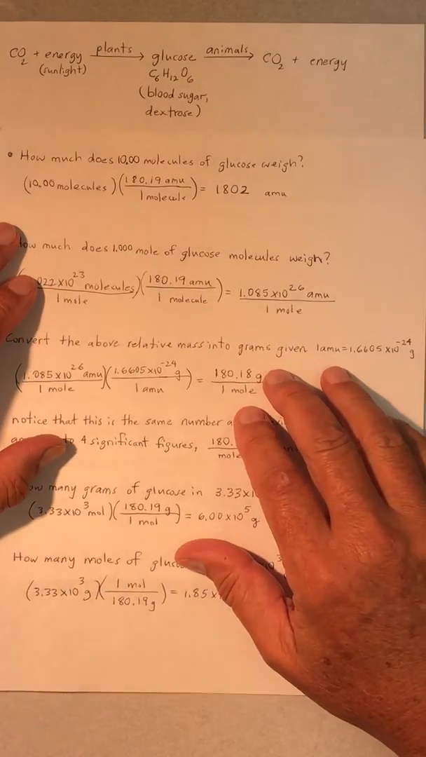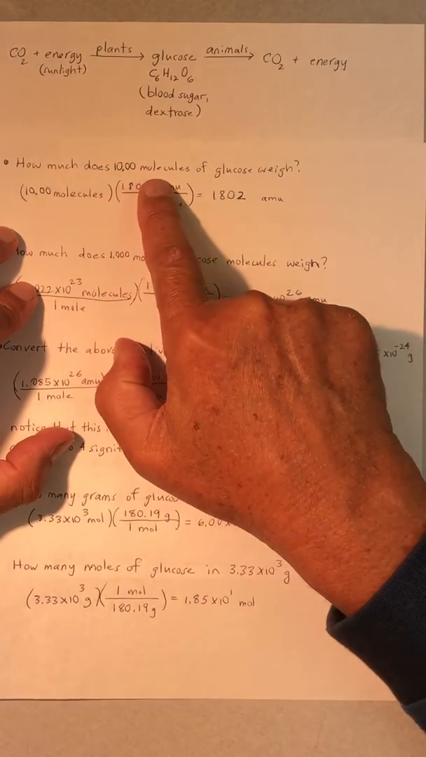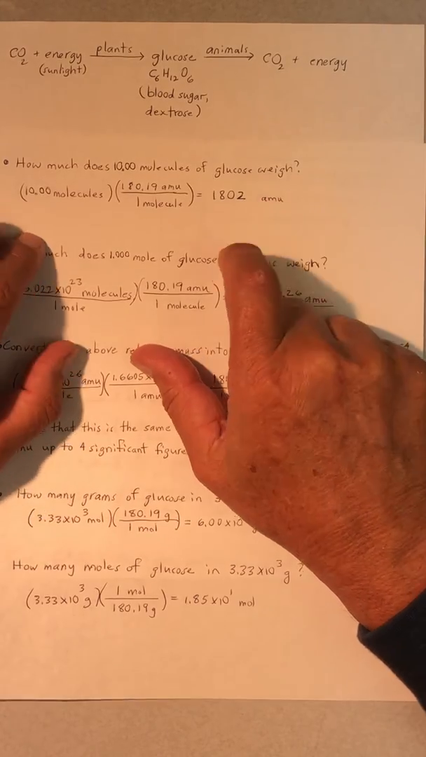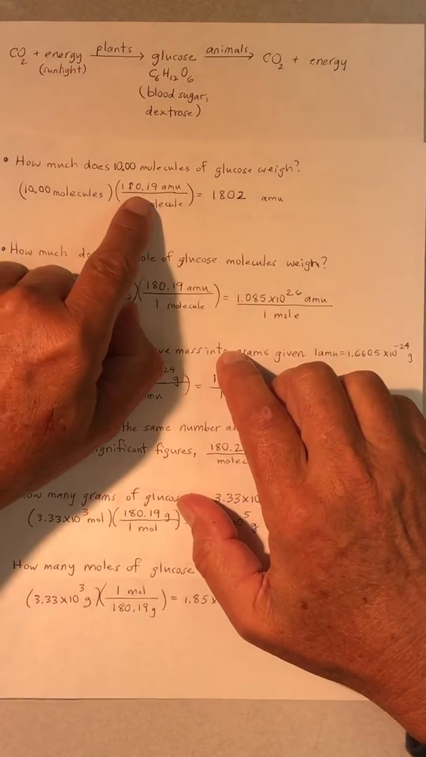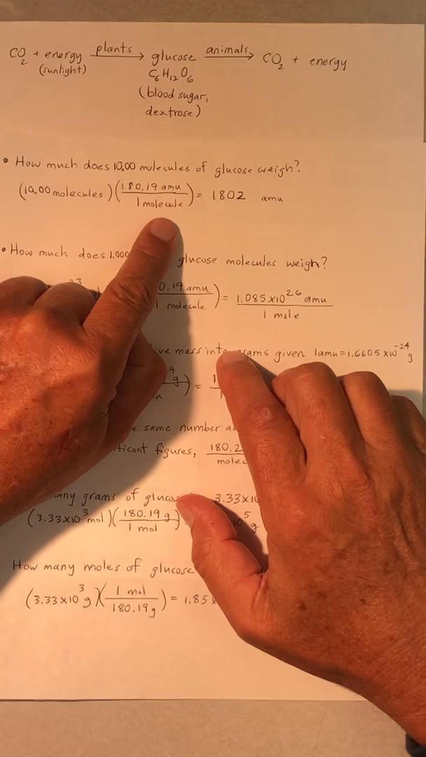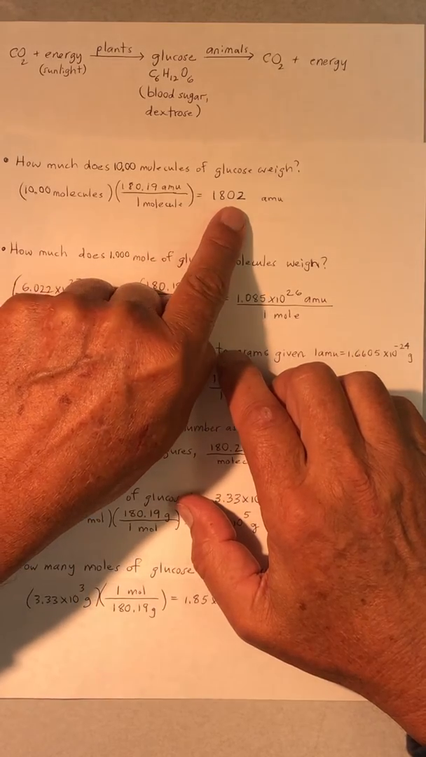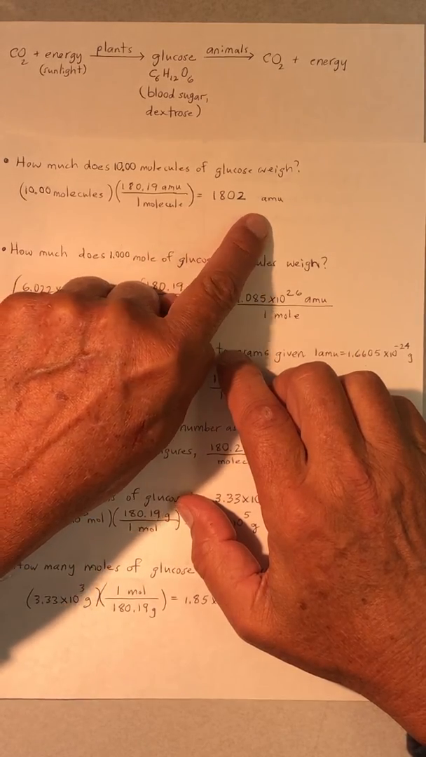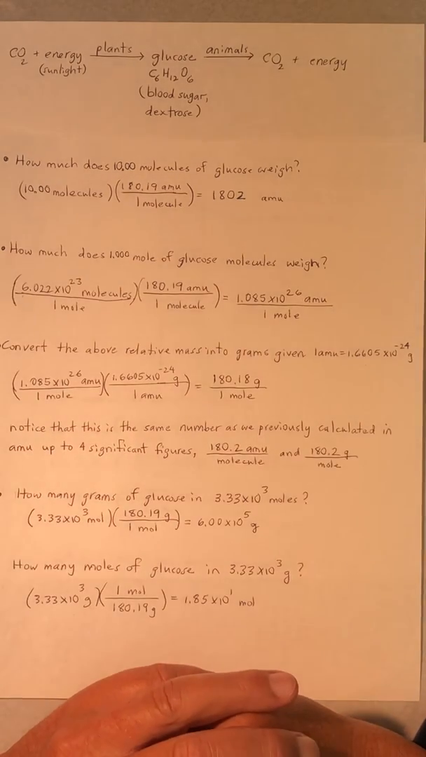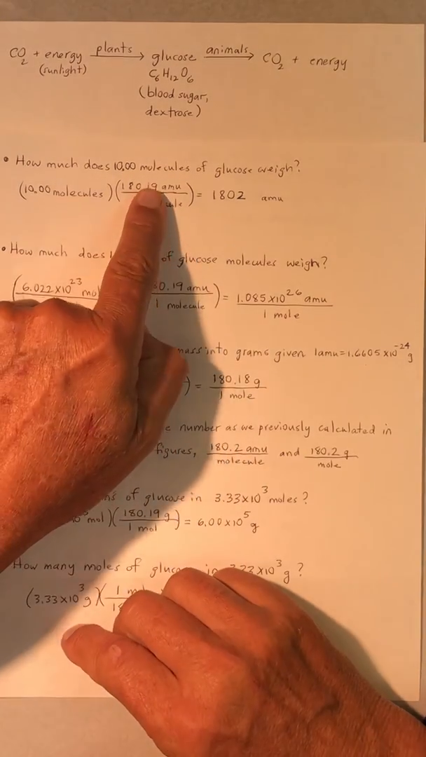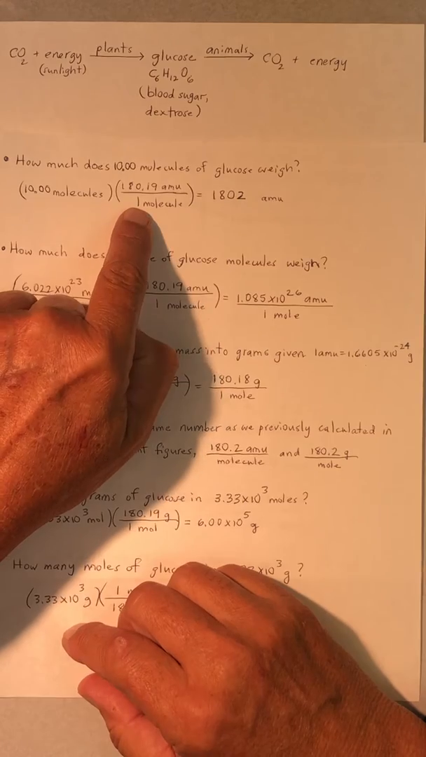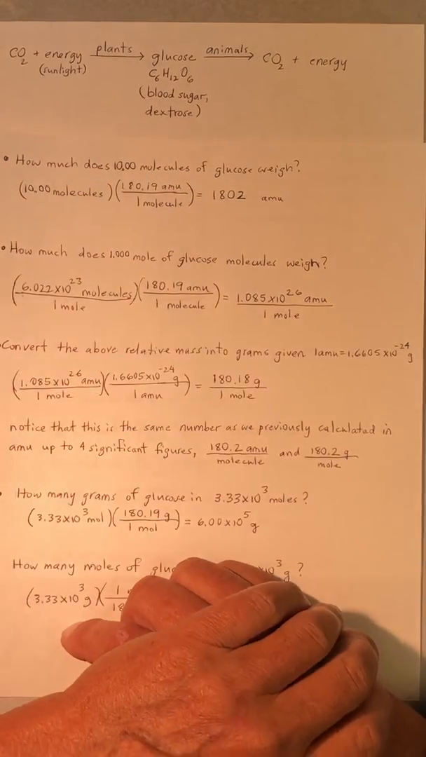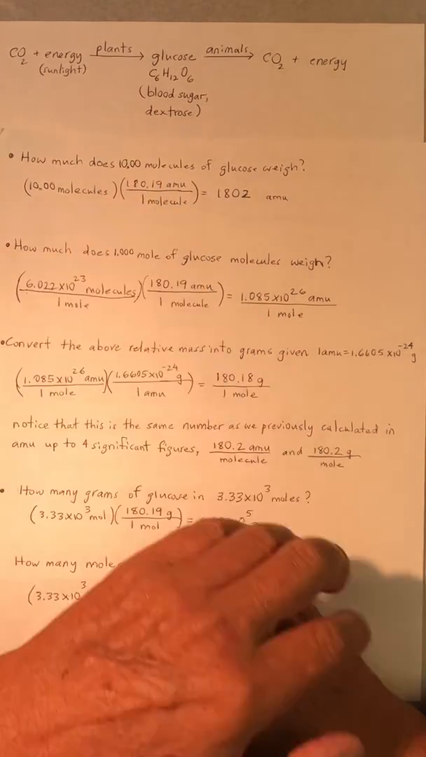For example, how much does 10 molecules of glucose weigh? Well, 10 molecules at 180.19 AMU per molecule gives us about 1802 AMU. I'm just using this as a conversion factor. So 2 molecules would be twice that amount, right? This is a direct proportion right here.